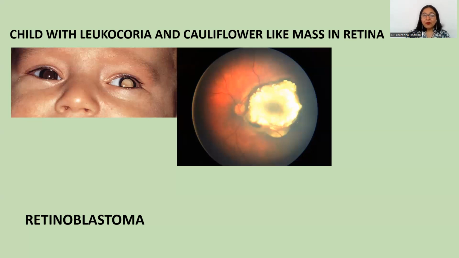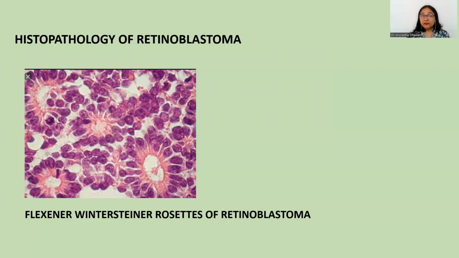And one related point about retinoblastoma, because histopathology is again a favorite question with the examiner. If they show you this slide, you can notice these tumor cells arranged in a floret-like, rosette-like manner, and this typical appearance is known as Flexner-Wintersteiner rosette. On histopathology, they are specific to retinoblastoma. So if they show you a history, a picture of leukocoria or a cauliflower-like mass, or if you get Flexner-Wintersteiner rosettes, the diagnosis is retinoblastoma.